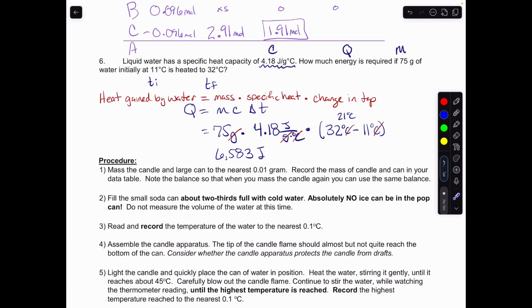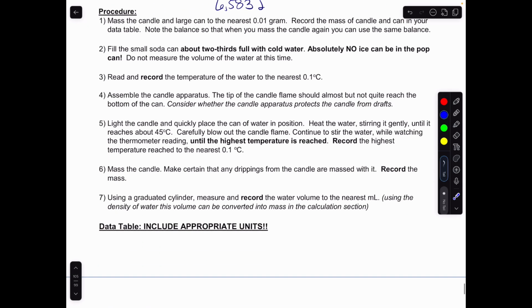So let's do the calculations. 32 minus 11, and then I simply multiply the three values, and I get 6,000 joules of energy gained by the water. By the way, that would be 6.5 kilojoules, since our homework was kilojoules per mole. So the lab may ask you to take the kilojoule value and divide it by the moles of the candle burned. So let's talk a little bit about the procedure.